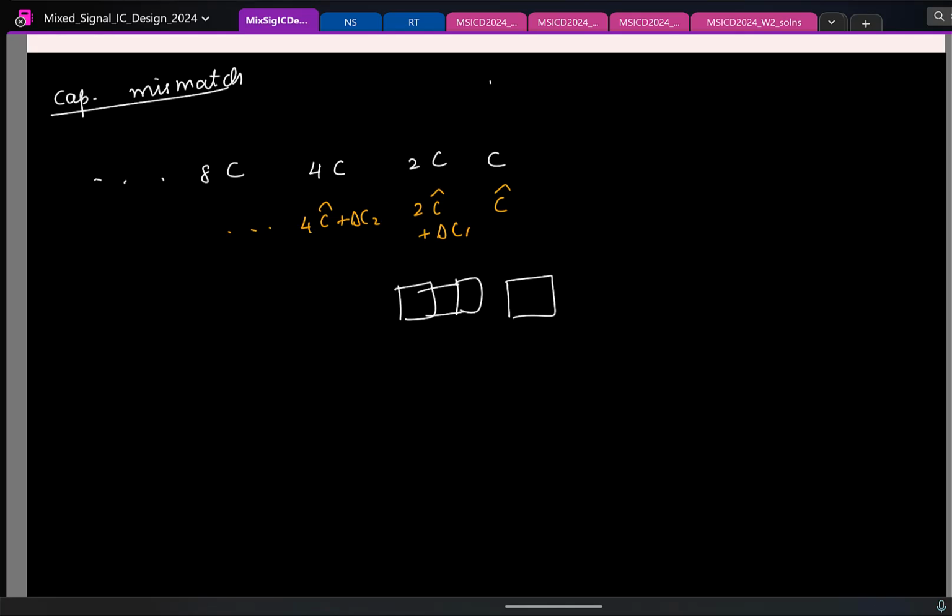So let us say I have a mismatch in the capacitor values. Which means ideally my weighting factors are 8, 4, 2, 1, and so on. Now it can be 8 into (1 plus delta 1), 4 into (1 plus delta 2), and so on. Right? So what do you think might happen because of this?